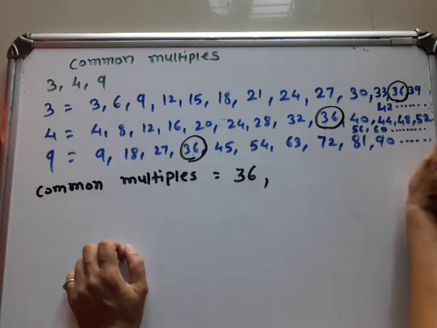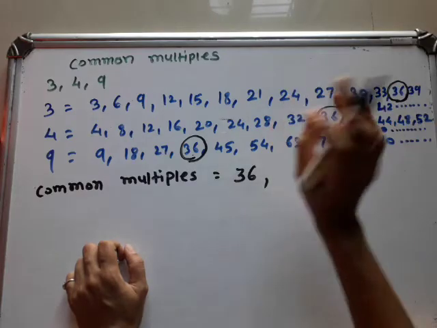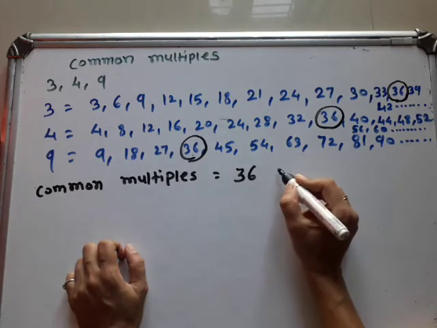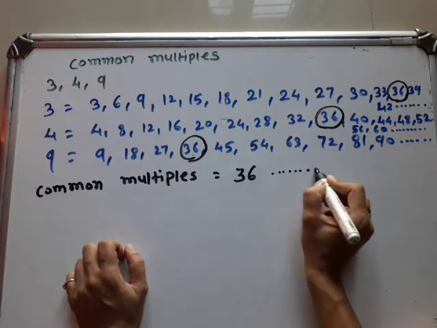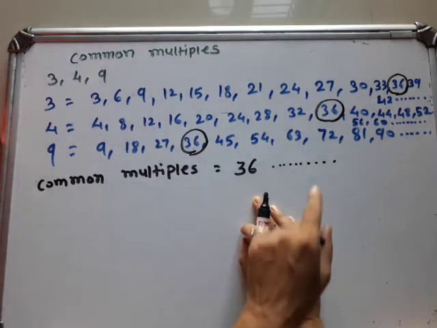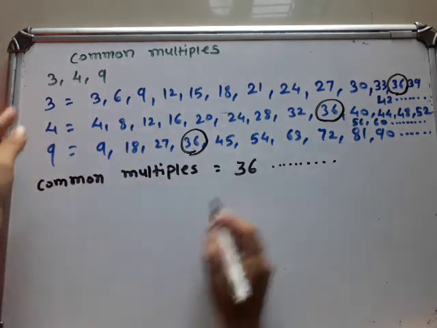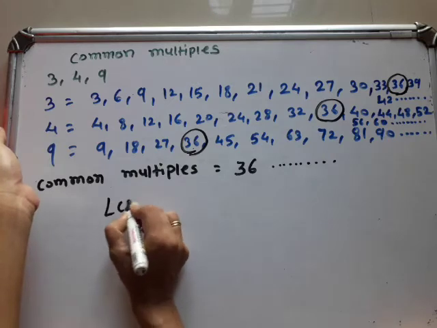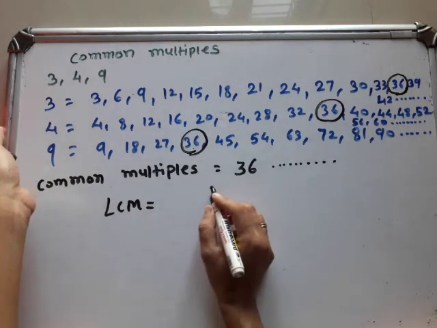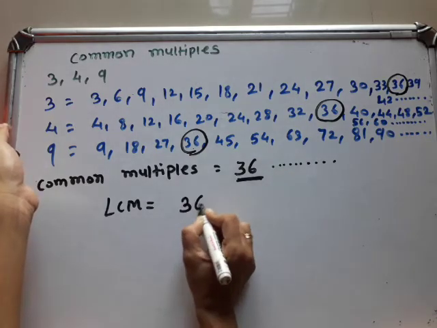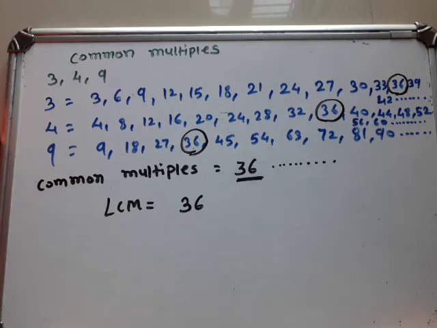Okay, when you have to find at least one common multiple, you have to write it here. Because the common multiples are again unlimited. So you have to write LCM, which means least common multiple, the smallest multiple. The first number that comes will be the smallest. So we get here 36 is the least common multiple.